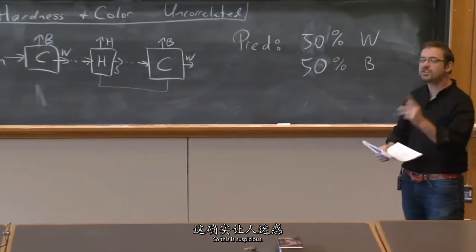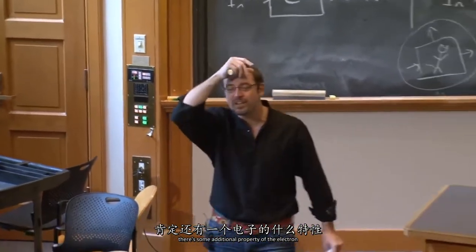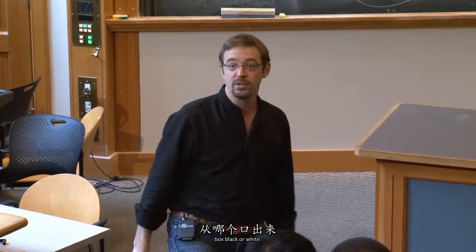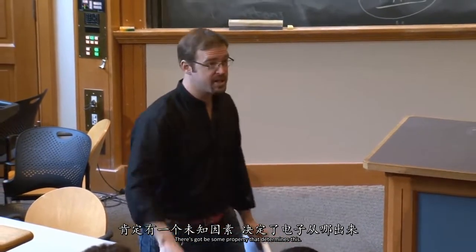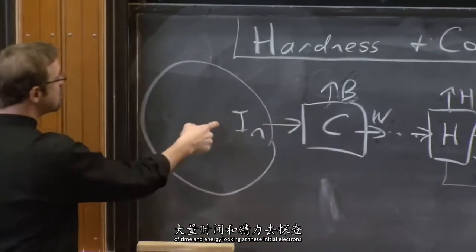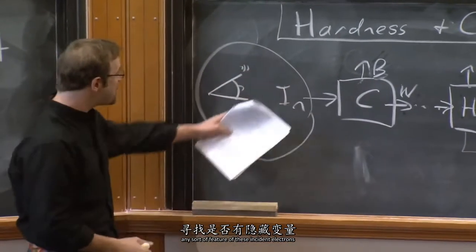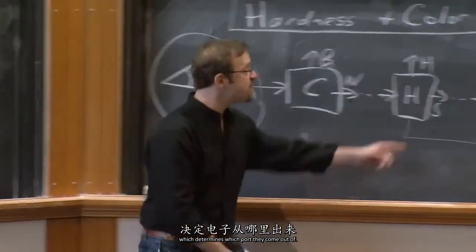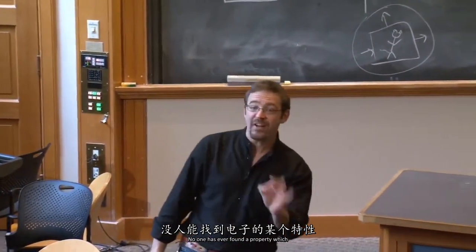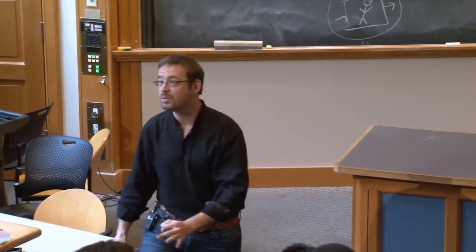So this is suspicious. So here's the first natural move. The first natural move is, oh, look, surely there's some additional property of the electron that we just haven't measured yet that determines whether it comes out the second color box black or white. Right? There's got to be some property that determines this. And so people have spent a tremendous amount of time and energy looking at these initial electrons and looking with great care to see whether there's any sort of feature of these incident electrons which determines which port they come out of. And the shocker is, no one's ever found such a property. No one has ever found a property which determines which port it comes out of. As far as we can tell, it is completely random.